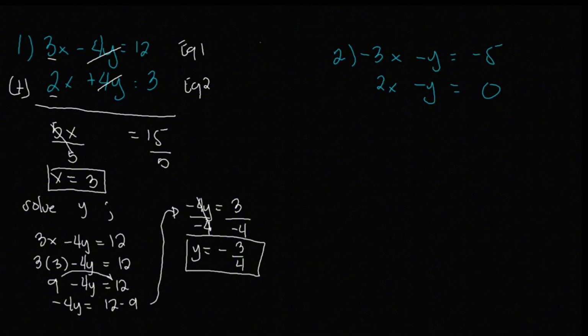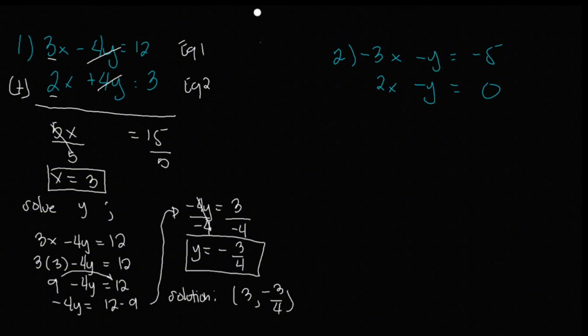Now, if ever you use equation number 2 to solve for y, you can still get the same result. It doesn't matter which equation you want to use; again, it will give you the same result. So therefore, the solution of your system is 3 and -3 over 4.